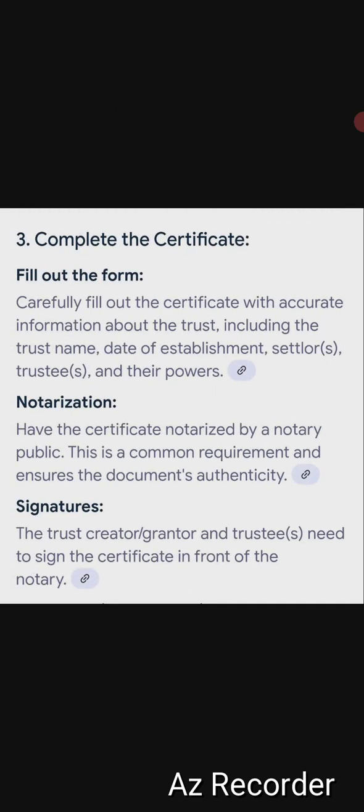Let us move on. Number 3, complete the certificate. Fill out the form. Carefully fill out the certificate with accurate information about the trust, including the trust name, date of establishment, settlors, trustees, and their powers. All right, and this is very important, especially regarding the trustees, because of the way in which you write out your trust indenture, your hold harmless agreement, and things of that nature connected to your trust. For an example, a non-disclosure agreement.